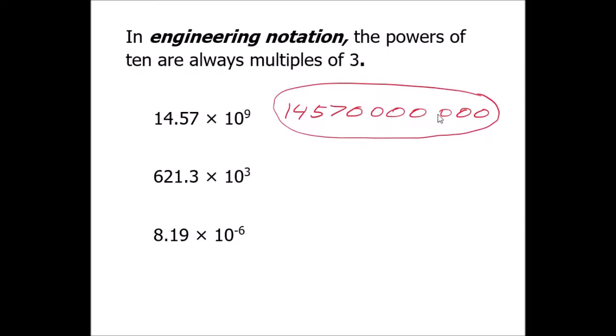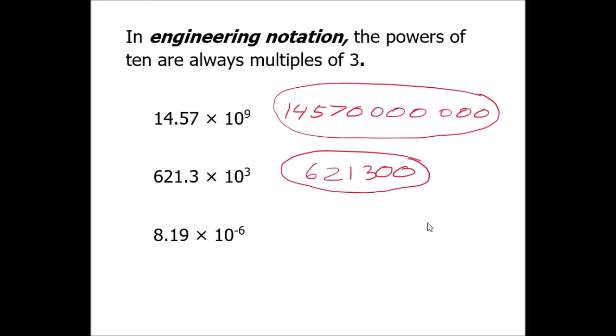1, 2, 3, 4, 5, 6, 7, 8, 9. Here is another number in engineering notation. Again, you're allowed to have either 1, 2, or 3 digits in front of the decimal point, and I'm multiplying by 10 to the third, so it's 6.213. I have to move it 3 places over. 1, 2, 3. That is my new number, or rather that is a number written in longhand form from my engineering notation number.